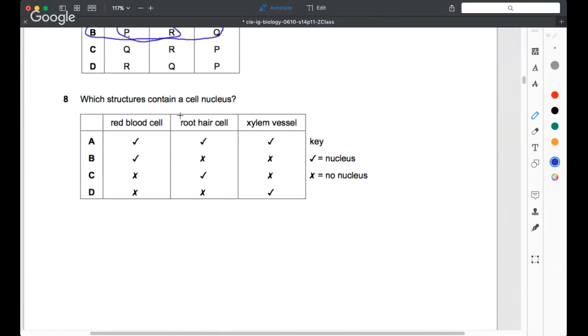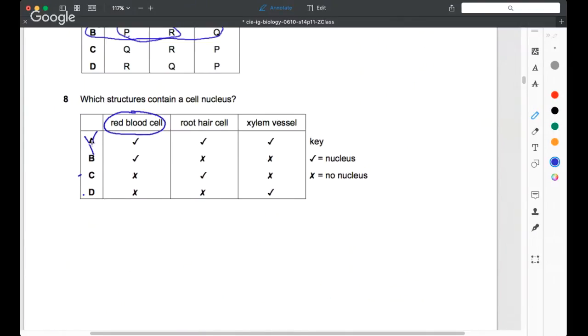Which structures contain a cell nucleus? So we have to remember what kind of cells make up all of these structures. So a red blood cell, remember, it's very specialized. It's really full of hemoglobin. So a red blood cell, they've removed the nucleus. Red blood cells only live for a few months, and then they get turned over. So our red blood cell doesn't contain a nucleus. So we've got to be C or D.